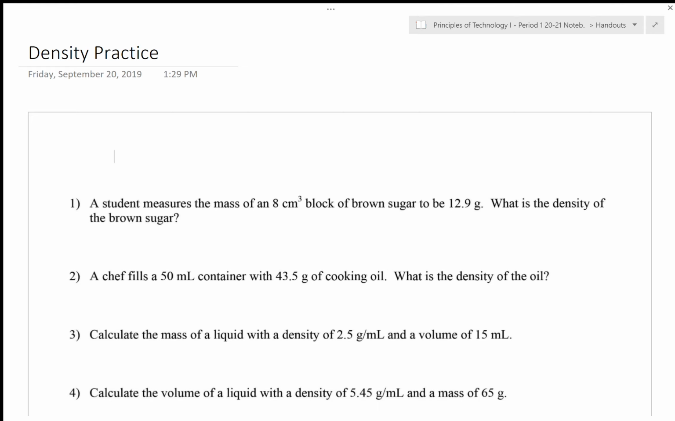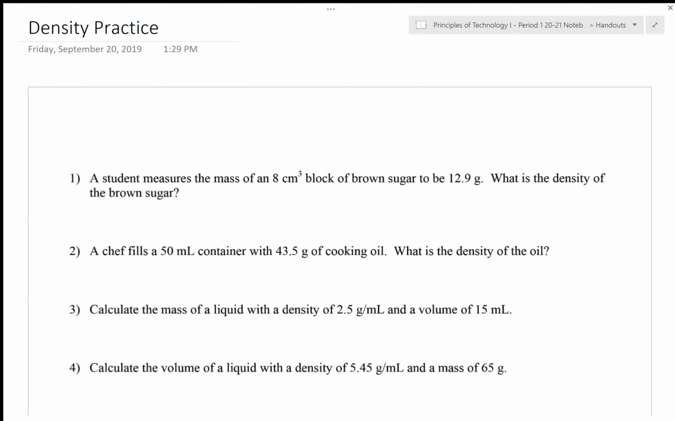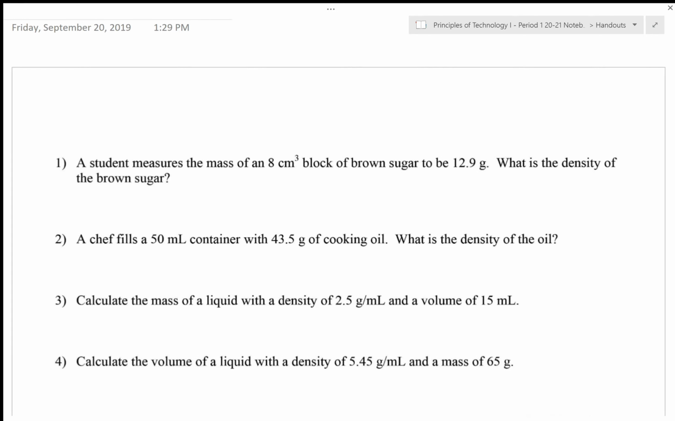Today I'm going to show you how we are doing the density practice worksheet that you were assigned over the weekend. So I'm just going to go through them. If you have any questions, please feel free to reach out to me. Teams is the best place, obviously.